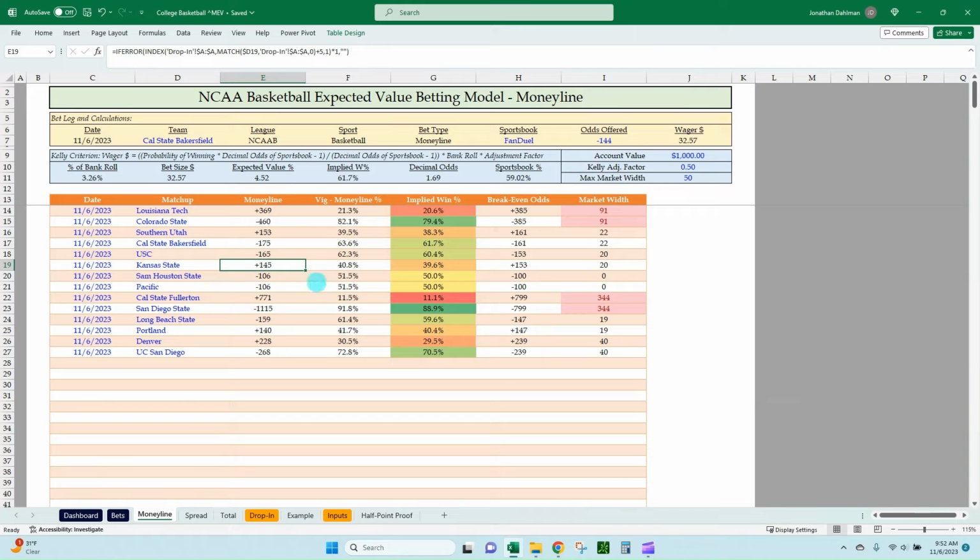In this video, I will go over how to have a systematic approach to betting on college basketball using positive expected value bets.